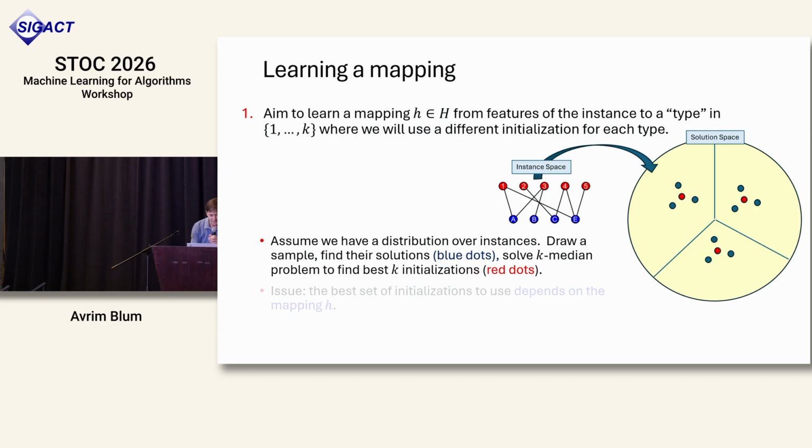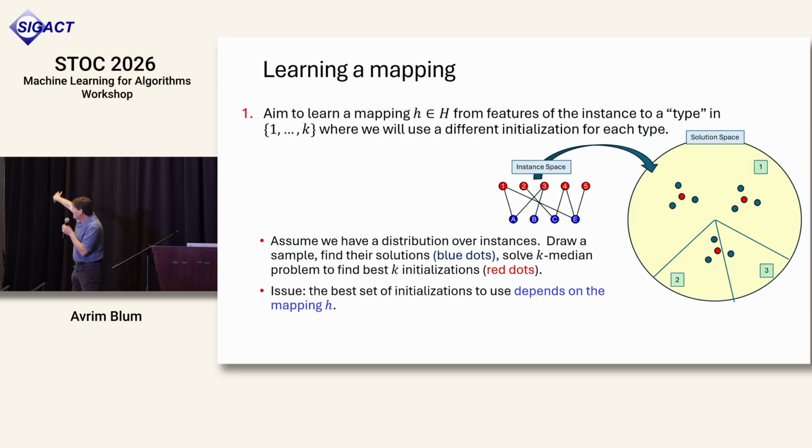is the solution space. Now, one challenge is the best set of initializations to use depends on the mapping that we find. So if we're able to find a mapping that looks like this, then indeed the red dots are the best initializations to use. But if the best mapping we can find looks like this, then these red dots aren't the best thing to do. Now, of course, the first mapping was better. Here we have a mapping that maps all these guys on top to 1, those to 2, and those to 3. It's not as good a mapping.